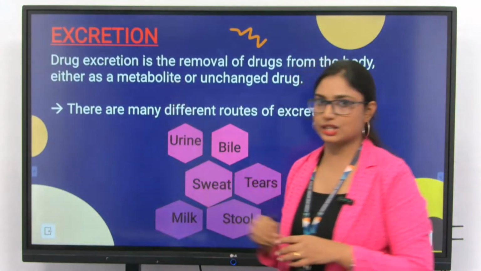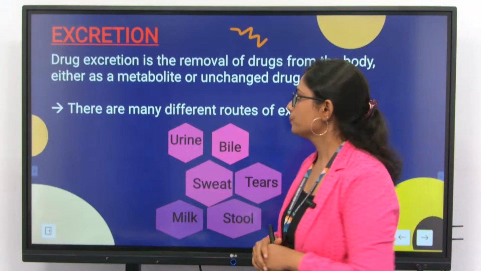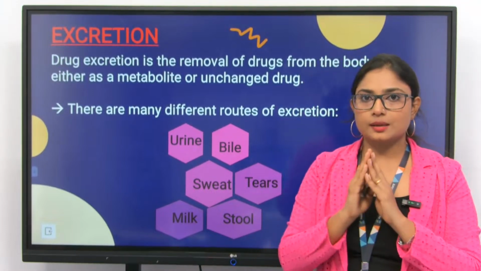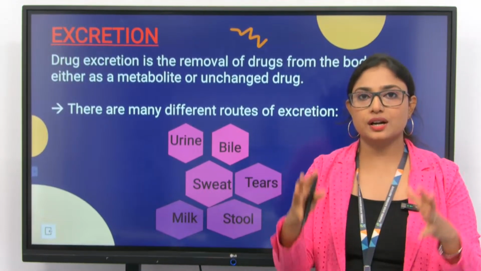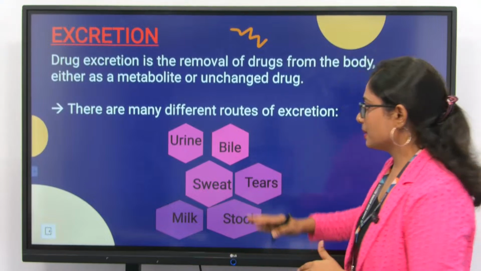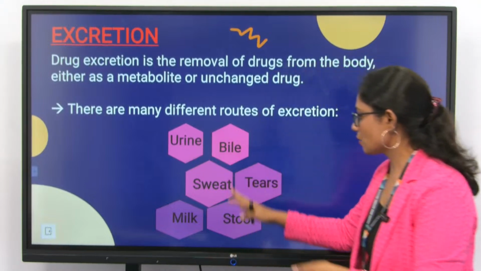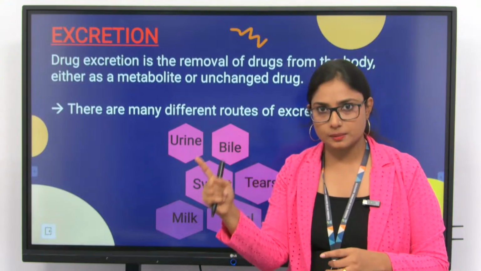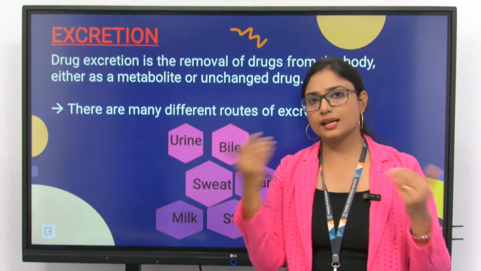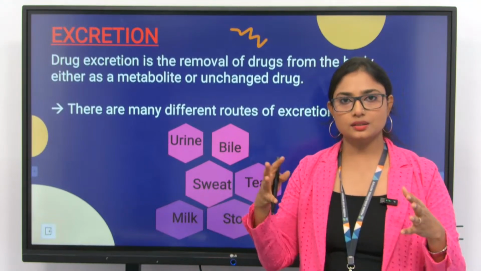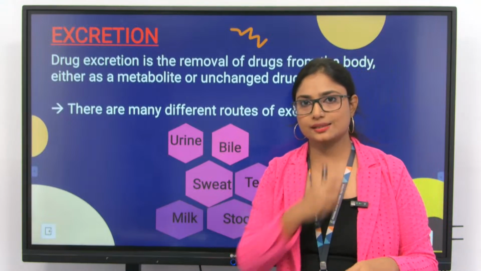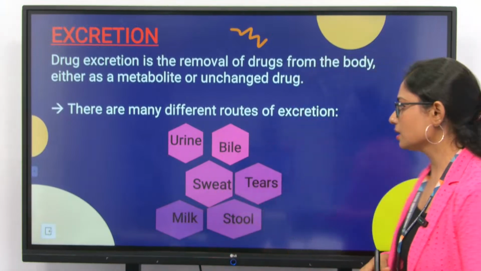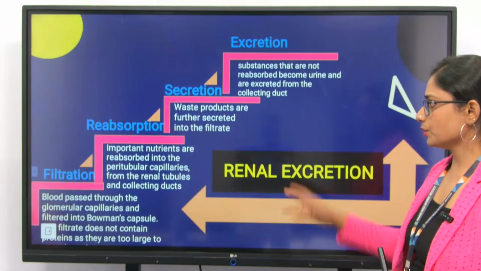Now about excretion. The last thing is excretion. Excretion is nothing but the removal of drug from the body. It can be through the urine, bile, sweat, tears, milk or stool, whatever it is. It comes after the metabolism. After metabolism, the drug is converted to a hydrophilic form, and now it is ready for excretion, through the urine or whatever it is.